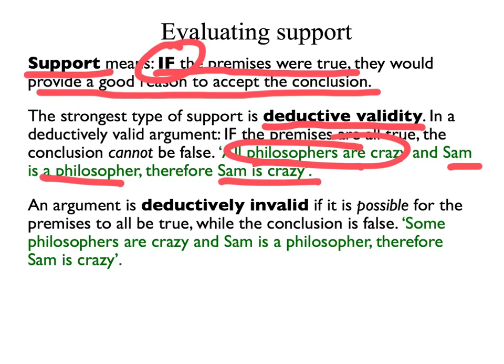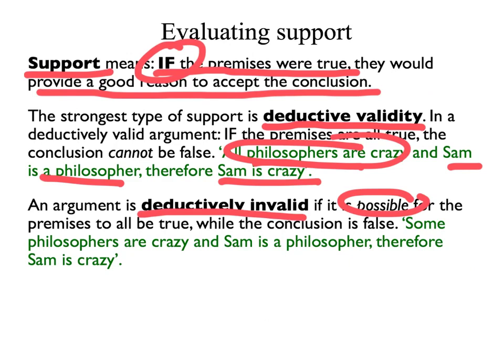It must be true that Sam is crazy if both those things are true, so the argument's deductively valid. Whereas an argument's deductively invalid, or just not deductively valid, if it's possible for the premises to all be true and the conclusion false. So the truth of the premises doesn't guarantee the truth of the conclusion.